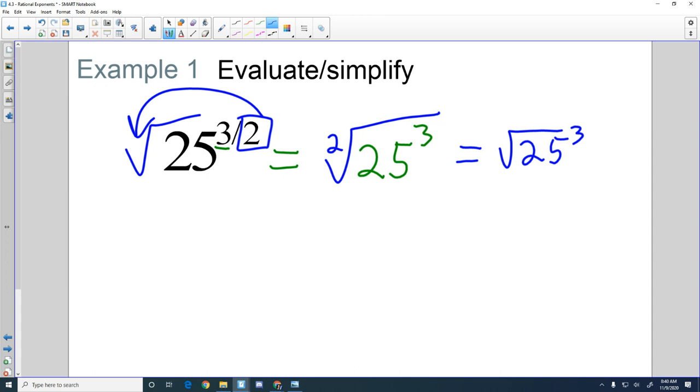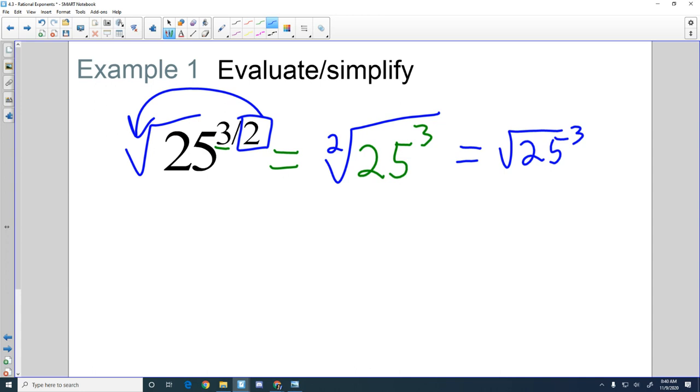Now here's a nice example where you can see how it's nicer to take the root first before the exponent. So I could take 25 to the third power, but off the top of your head, do any of you know what 25 times 25 times 25 is? I don't. I think it's like 6,000 something. Some crazy big number. But then once I get this crazy big number, I'm going to have to try to figure out the square root of it.